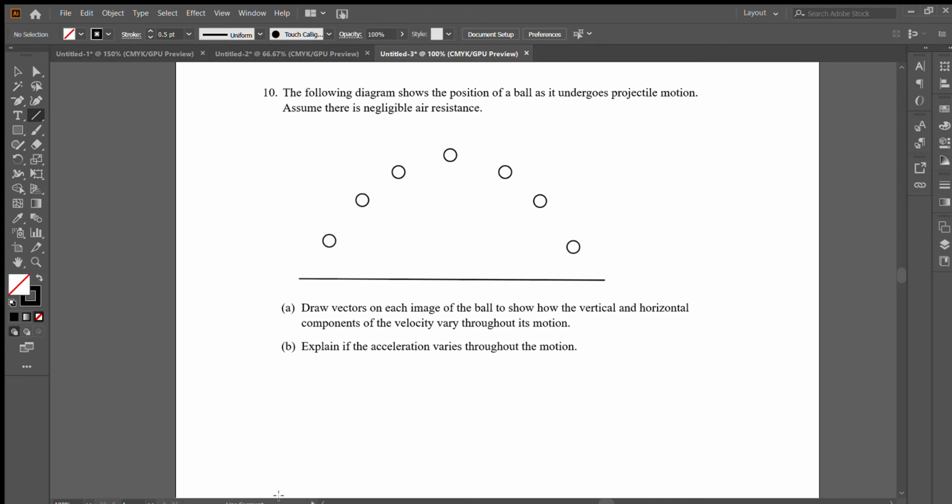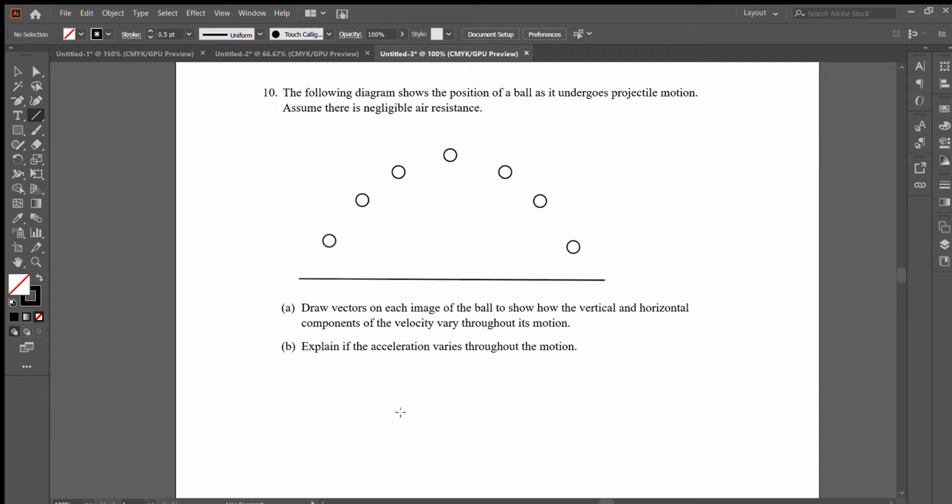This is question 10 of the SACE Physics course companion from subtopic 1.1 Projectile Motion. What we have here is a multi-image diagram showing how the position of a ball varies as it undergoes projectile motion, and we are assuming that air resistance is negligible. The first part of the question requires us to draw vectors showing how the vertical and horizontal components of the ball vary throughout its motion.